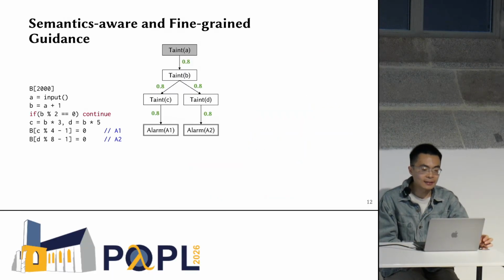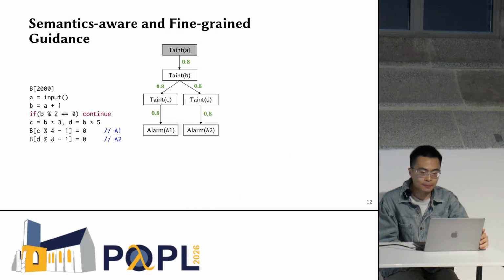We present a second example. For easier understanding, we make a small modification to the first one. Now variable B must be an odd number, so C and D are also always odd. As a result, A1 and A2 can never be triggered, since both C mod 4 and D mod 8 will always be greater than 0.